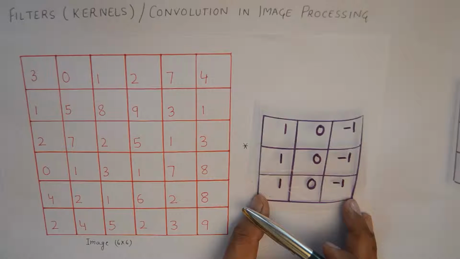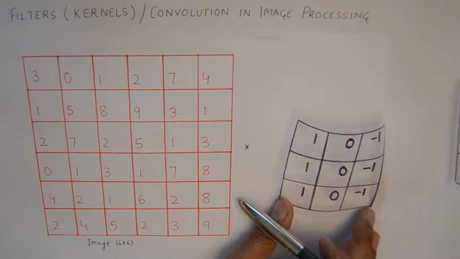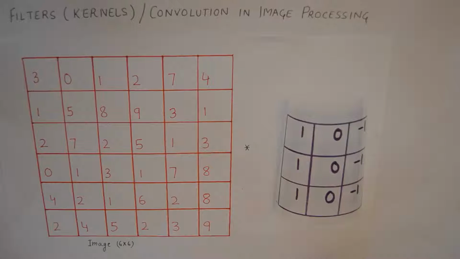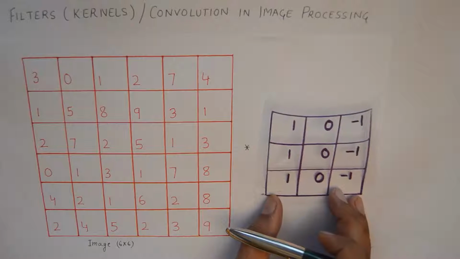Now, once we understand that this kernel or this filter is a small matrix, how do we go about doing convolution of this matrix with the image? This is what I'm going to explain in this video.